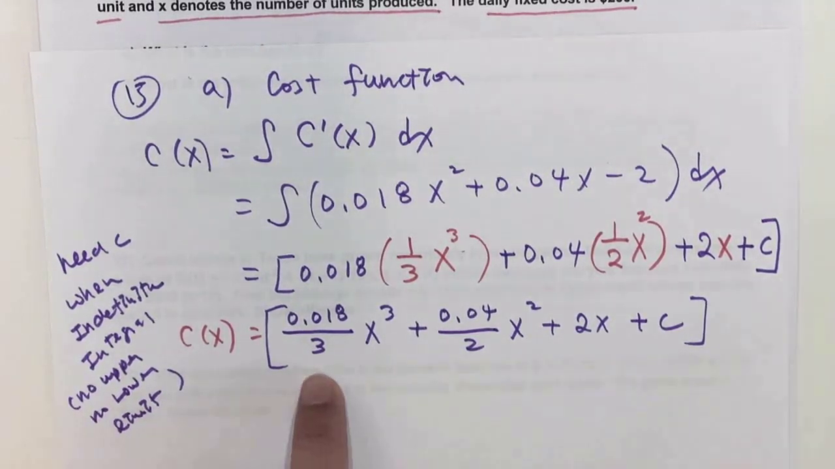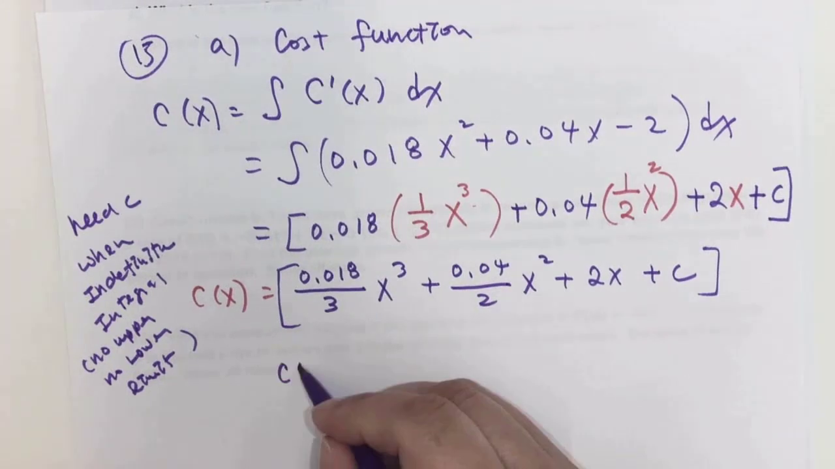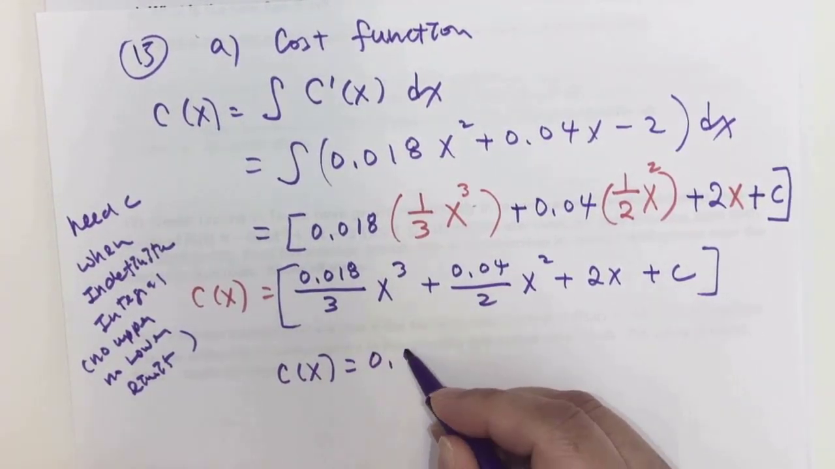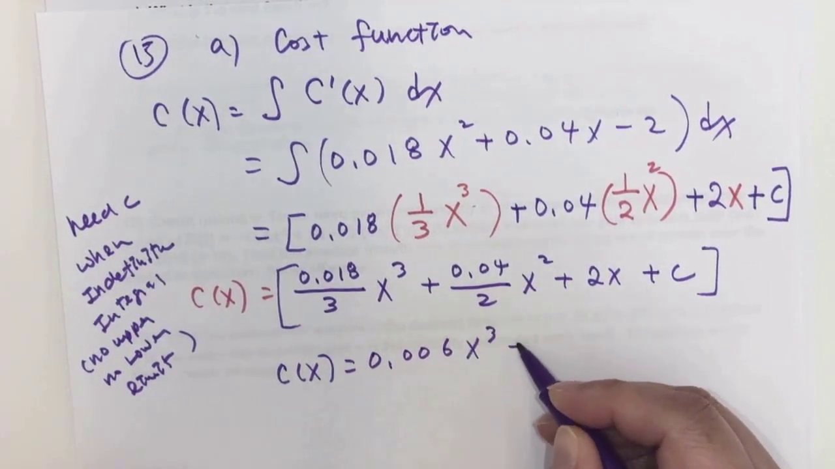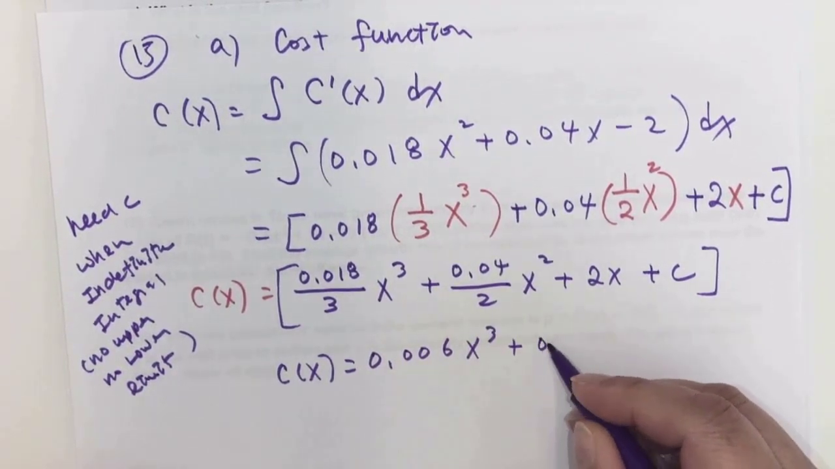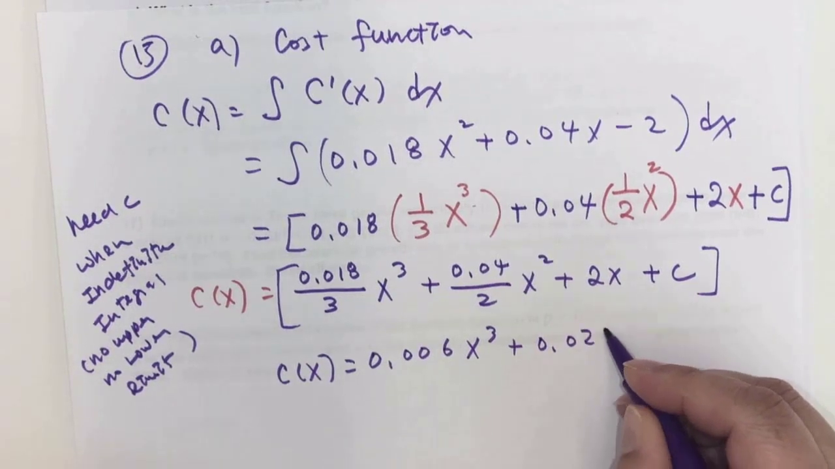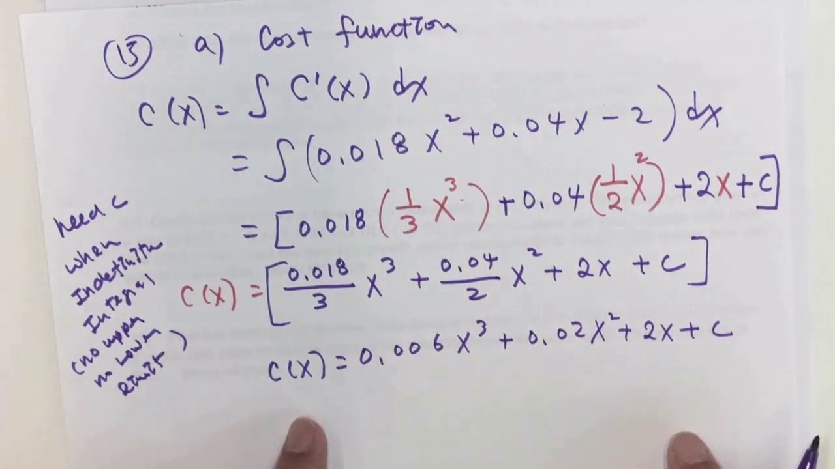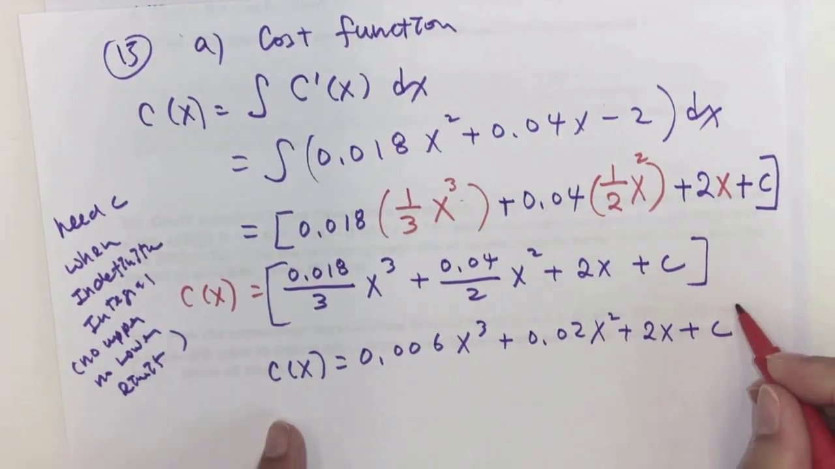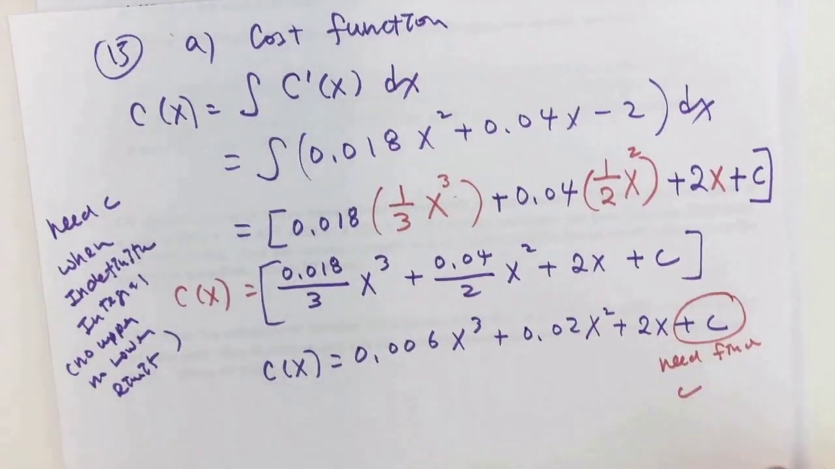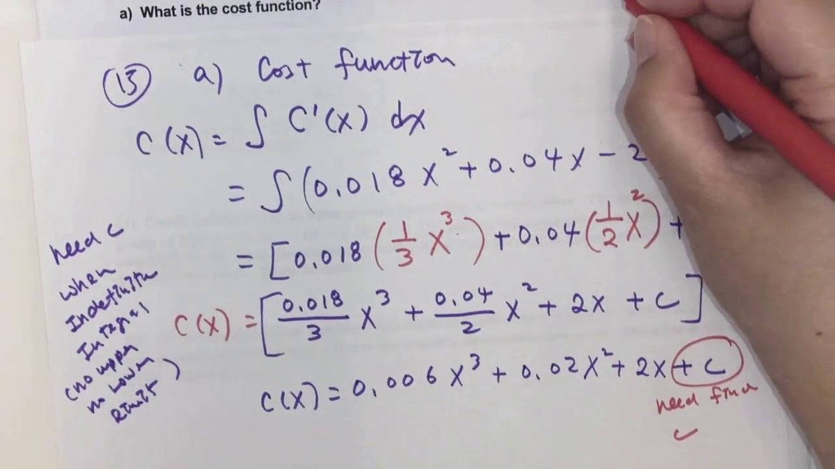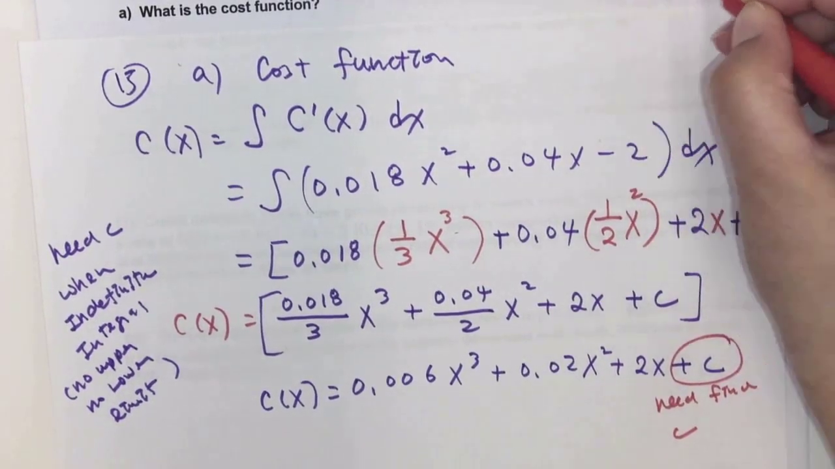I need to simplify those numbers. The first number is going to be what? C of x, 0.018 divided by 3 is 0.006x cubed. The second number, 0.02x squared plus 2x plus C. We almost have the cost function, except I need to find C. What is C? Did I tell you? The daily fixed cost is 200. So this is your C equal to 200 here.